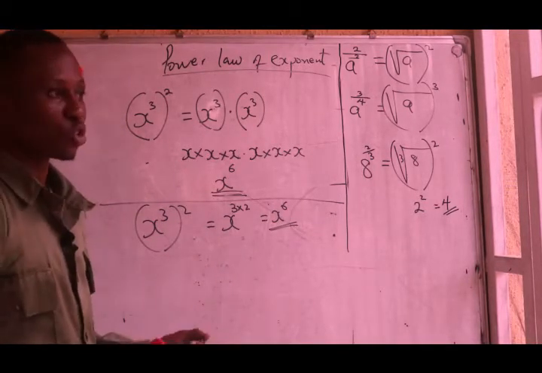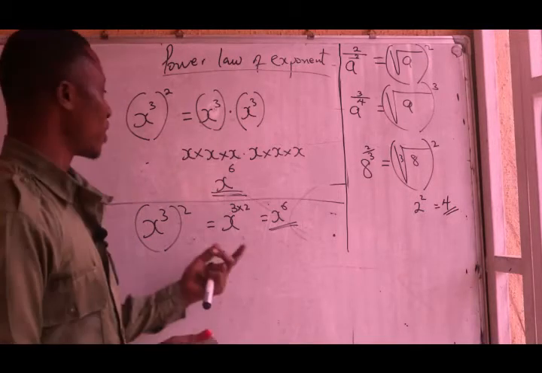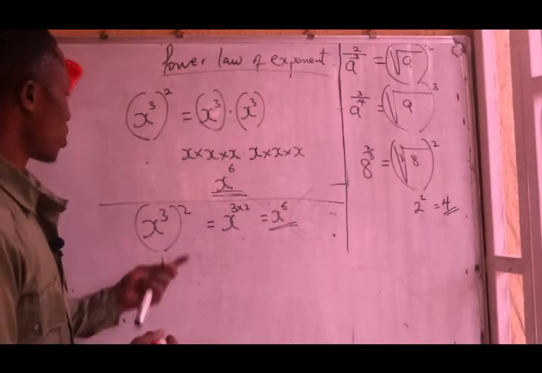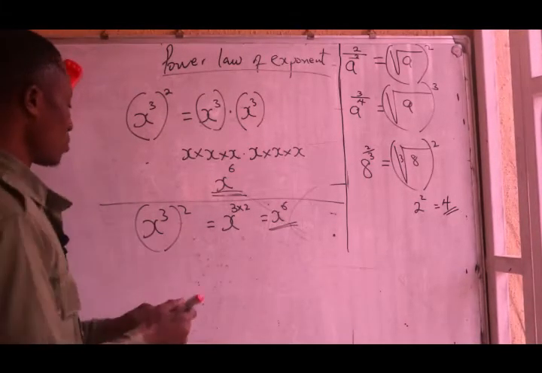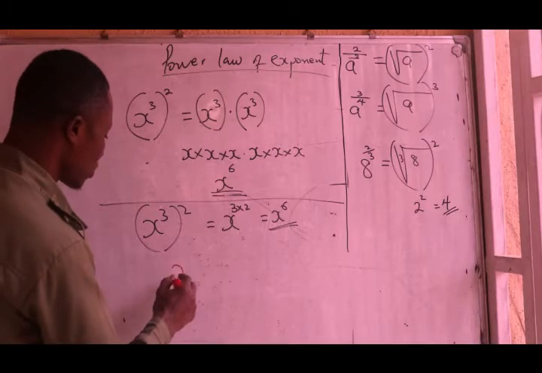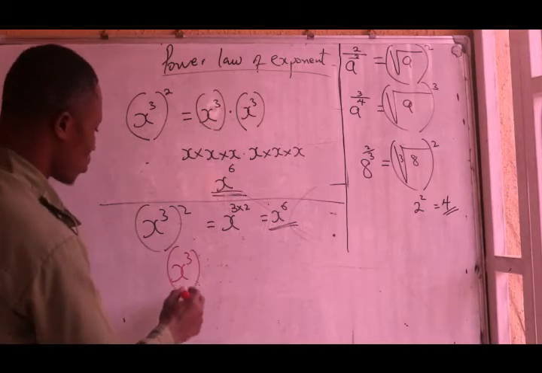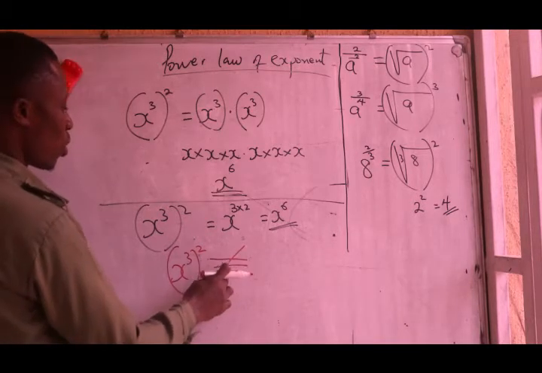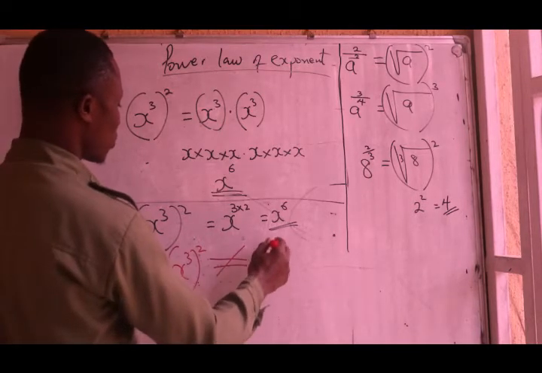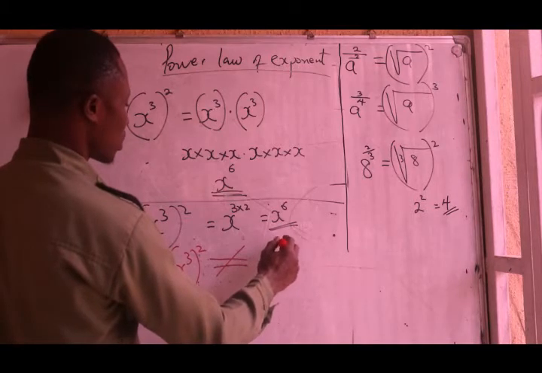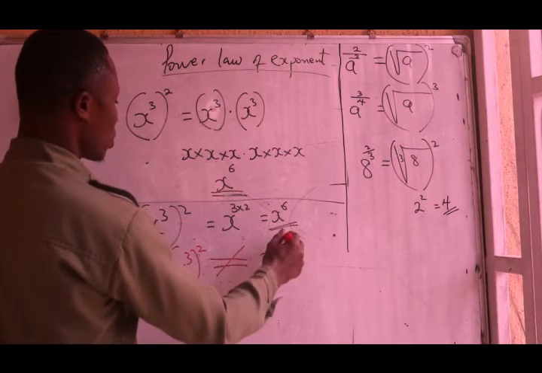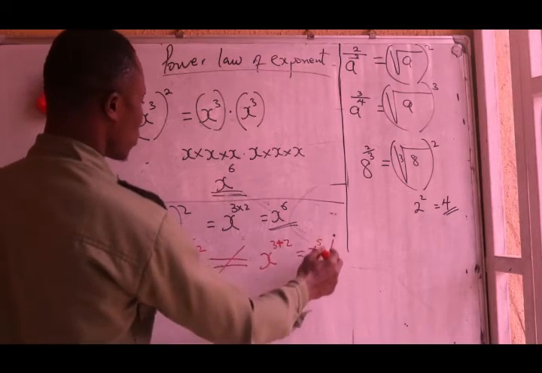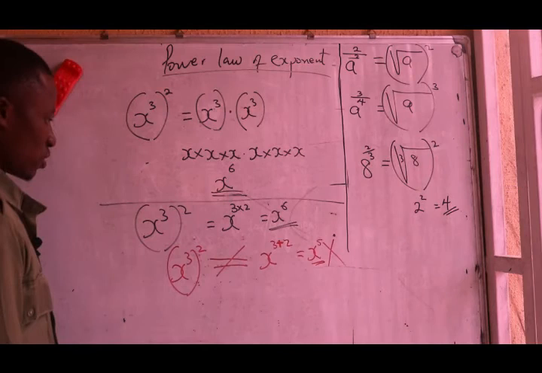One caution you must take while dealing with something like this is this: do not confuse it for addition. Okay, do not do this. X raised to the power of 3 all squared is not equal to x raised to the power of 3 plus 2, and of course this is giving you x to the power of 5. This is a very wrong approach, a very wrong result.